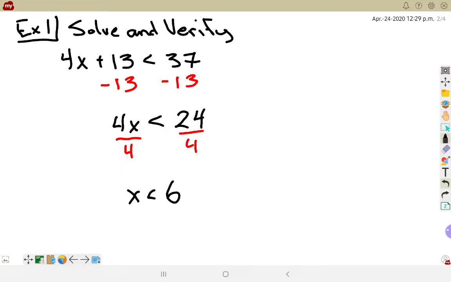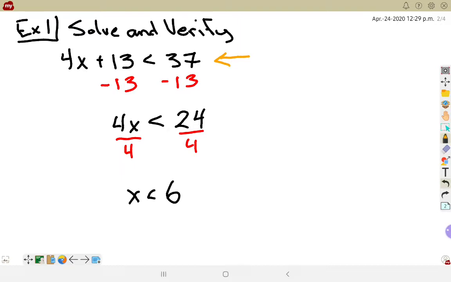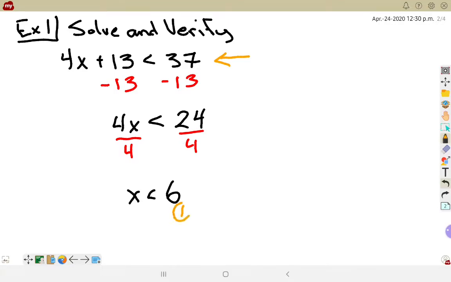Okay, so again, what I'm saying with this is any number that is smaller than 6 is going to make this original statement true. So as long as the number I pick for x is smaller than 6, it should make that original inequality true. Okay? Alright, the first thing I'm going to do is verify that that actually is the correct boundary point. Okay, so 6 is the correct boundary point.